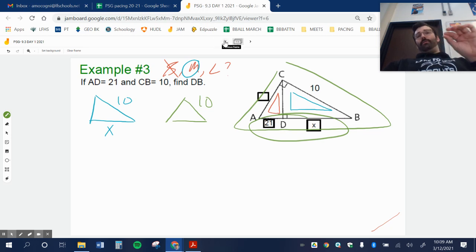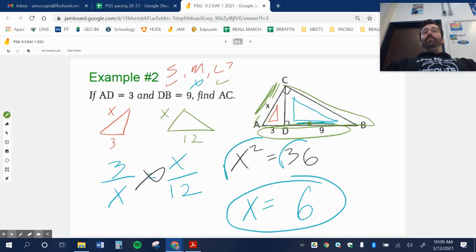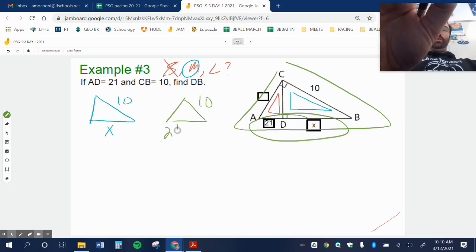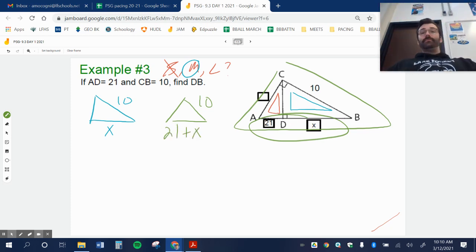Now you may think, I got this, I know what it is. I'm going to refer back to the last diagram here. Remember, when I wanted to use AB, I called it 12. How did I get 12? I did 3 plus 9. Same idea here. I want to add these two lengths. So I'm going to write this as 21 plus x. Not 21x. That's different. That'd be multiplying. 21 plus x.